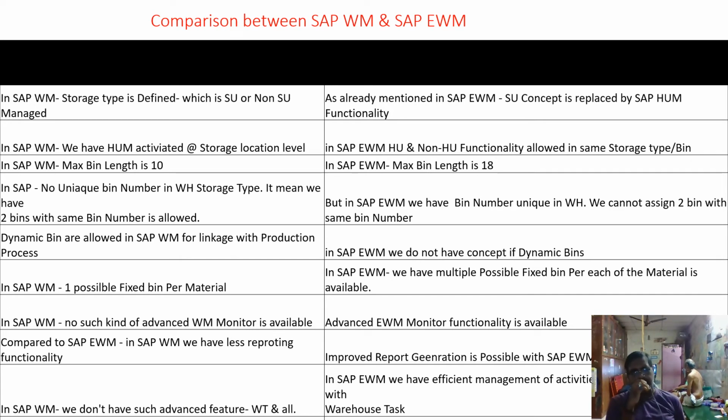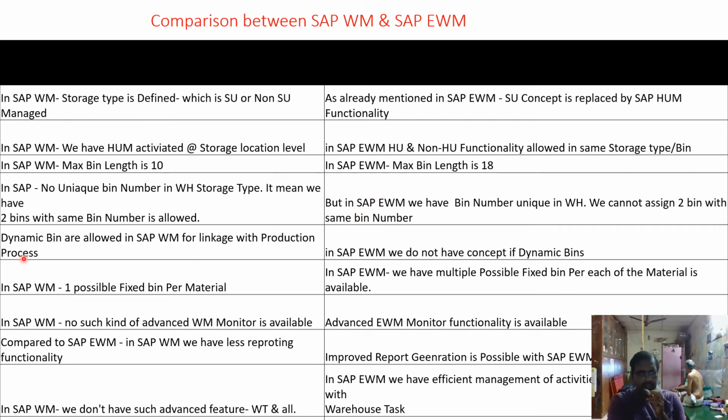But in SAP EWM, the bin number is unique in the warehouse, I mean, we can assign two bins with the same bin number. I think while typing, I have written here wrongly. Actually, I mentioned we cannot, but we can assign two bins with the same bin number. That is important in the case of EWM.